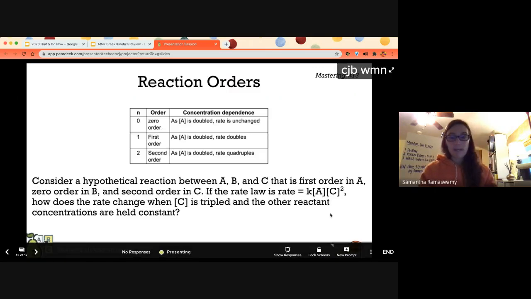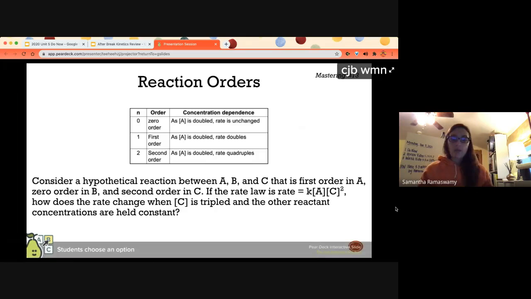Good. All right, so now it's the same rate law, same reaction, but now I want to know, how does the rate change when the concentration of C is tripled and the other reactant concentrations are held constant? So everything else is held constant. So A and B are held constant. So you're zooming in just on C. Focus just on C. If you triple the concentration of C, what's going to happen to the rate?